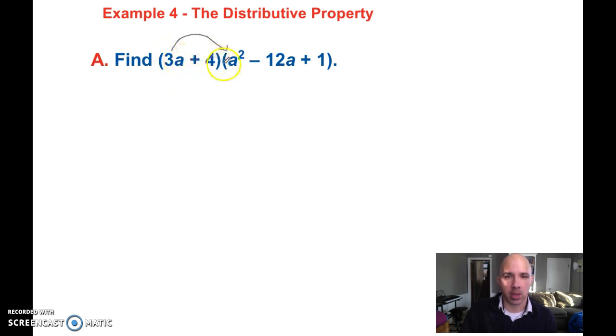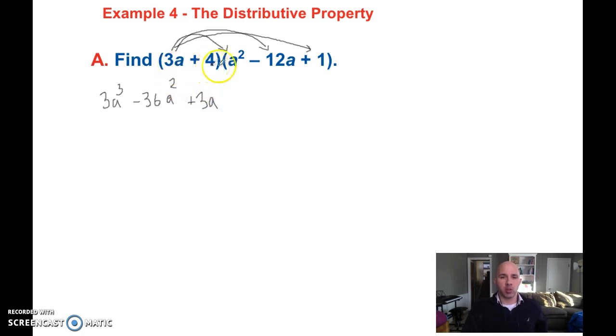All right, so 3a times a squared, 3a cubed. We're going to go 3a times negative 12. We get negative 36a squared. Again, you're multiplying that. And then 3a times 1 is positive 3a. So we distributed the first term to each term here on the second.